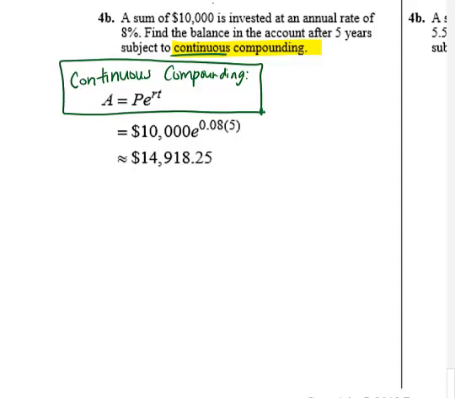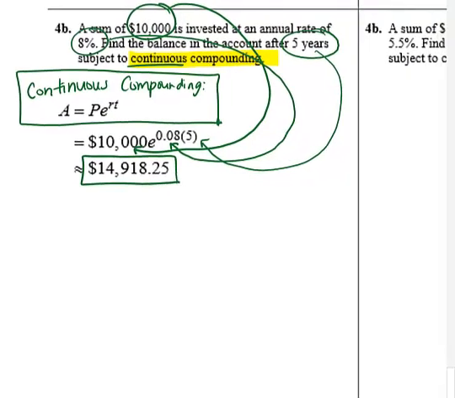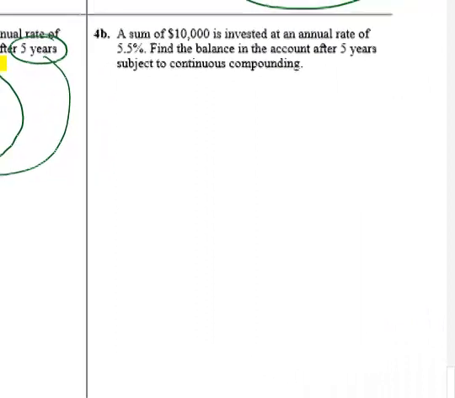So, principal was 10,000, again, I'm getting tired of that number. That's why they replaced it for P. Their interest rate was 8, but again, you have to change that to a decimal number, 0.08, and then time T was 5. But they're not going to mention N, the number of times it's compounding, because we're saying that this is continuously compounding. Pretty much it never stops compounding. And if you type that in your calculator carefully, you should get 14,918.25.